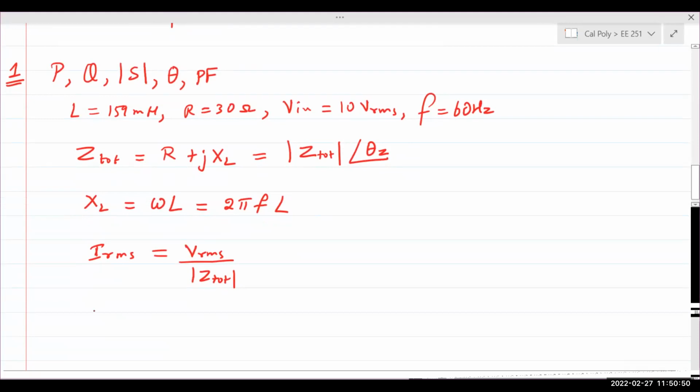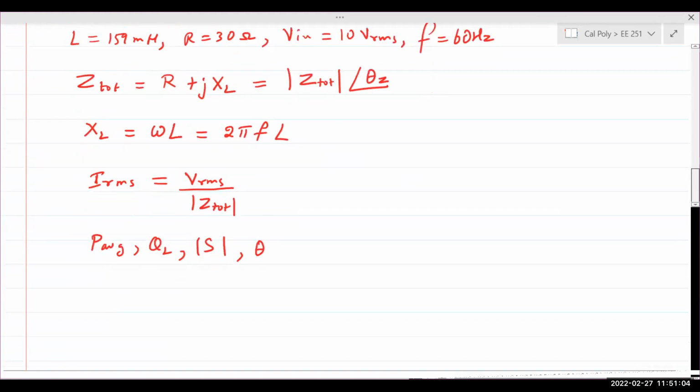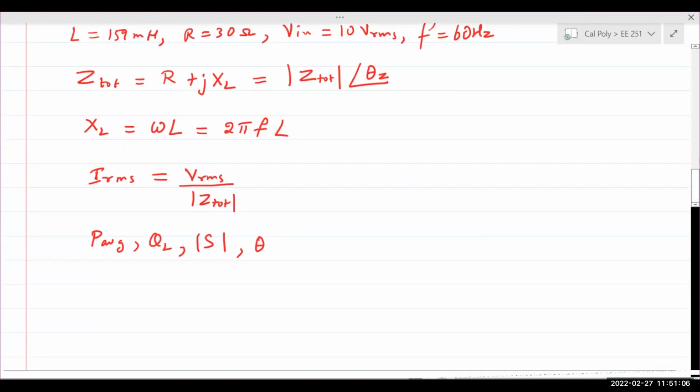And once you have the current, you apply the equations for P average, the average power, QL, and magnitude of S, and of course theta from the lab 8 background section. Well, that's it. That's how you would solve. Once you have the values, you should be able to draw out the power triangle.